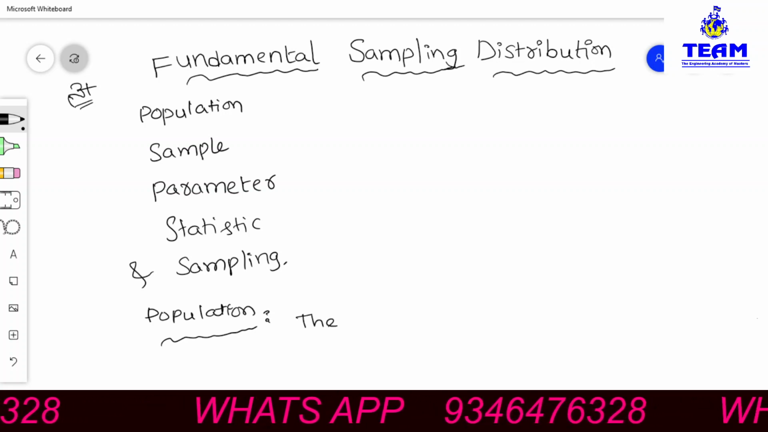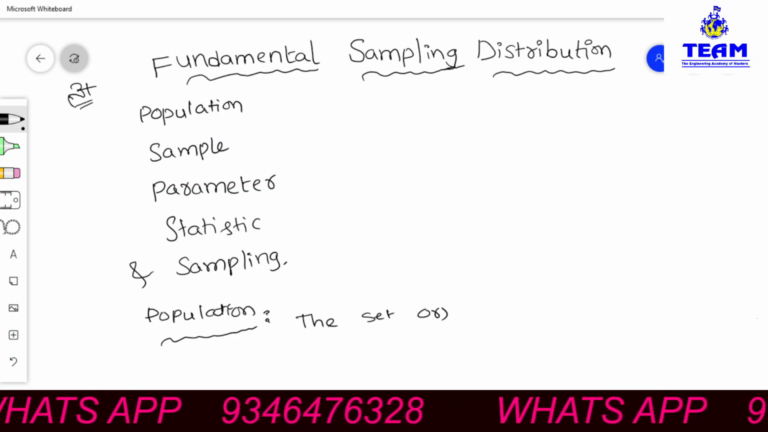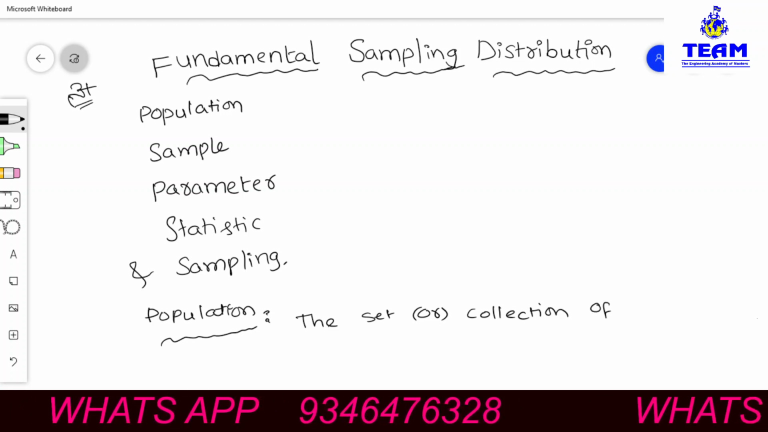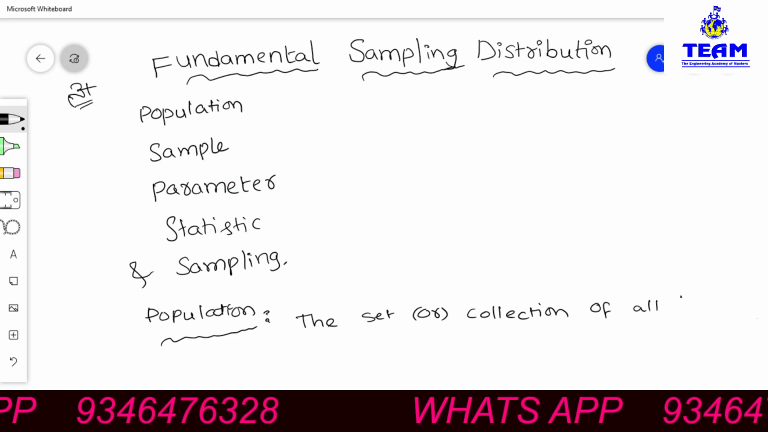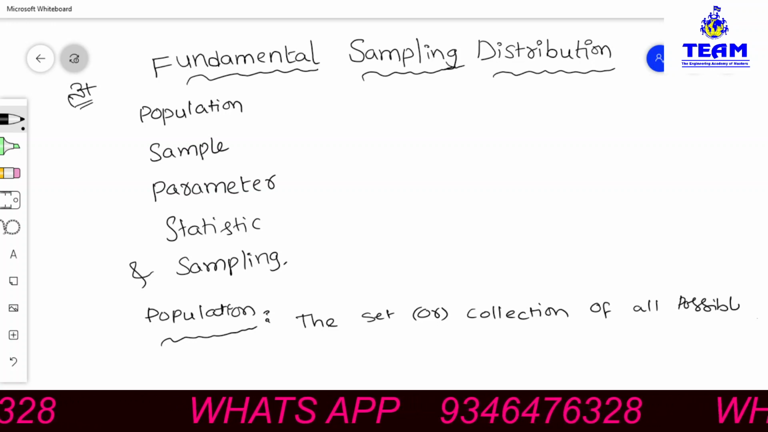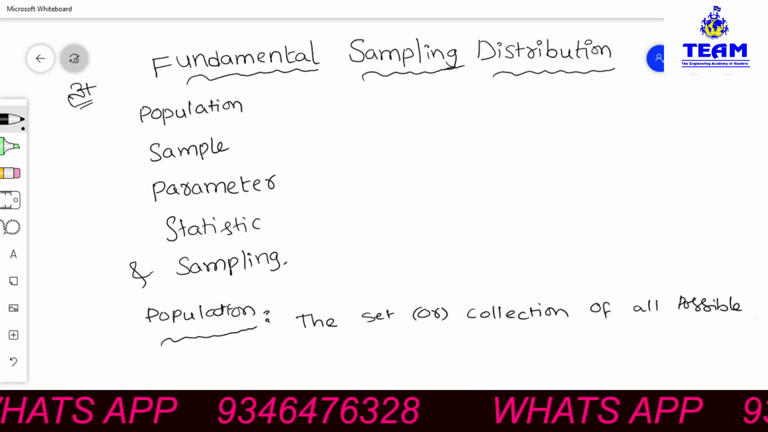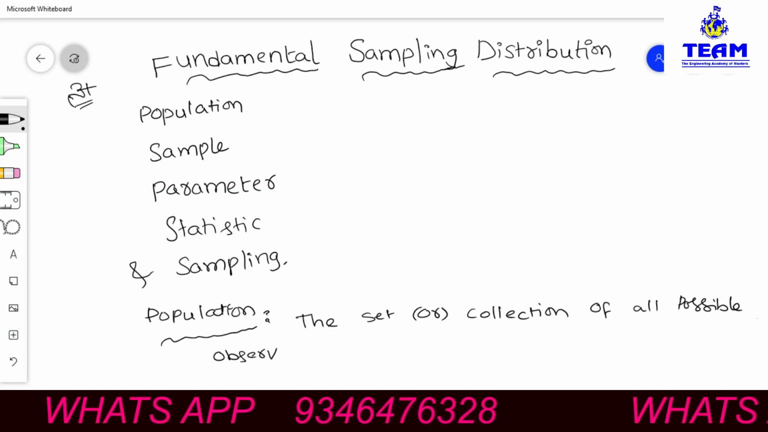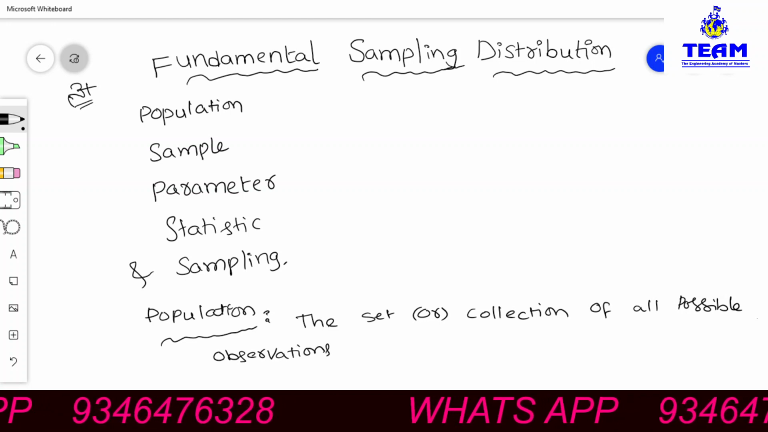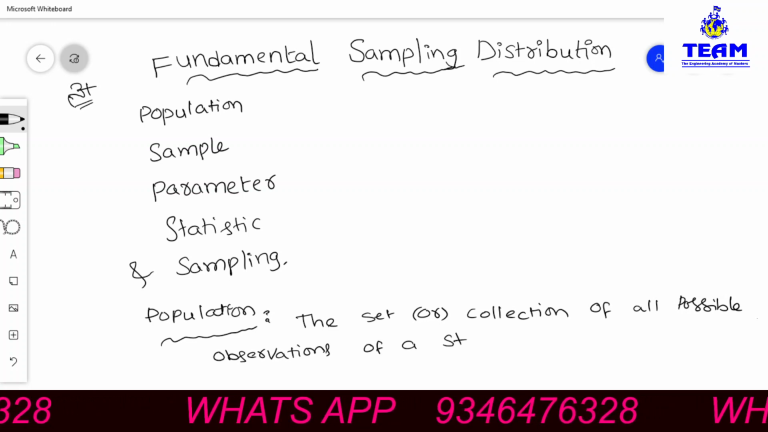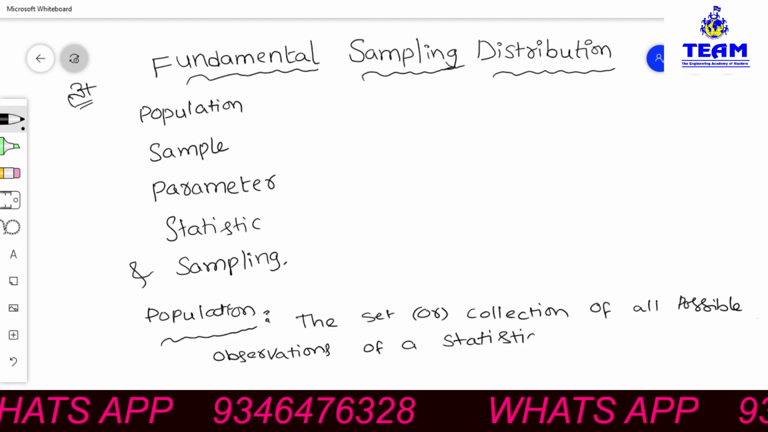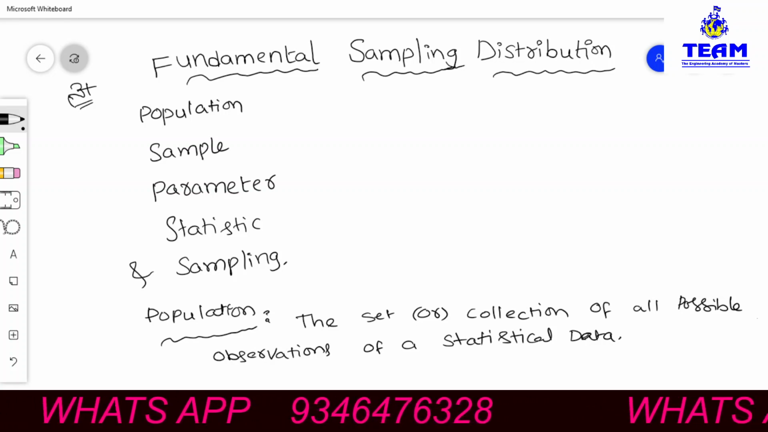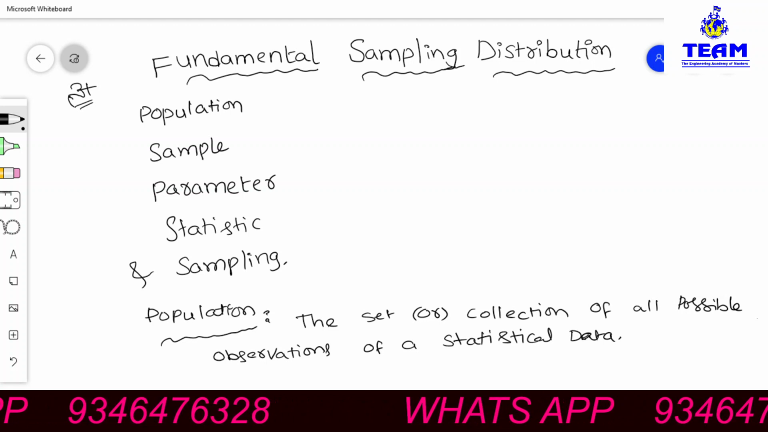The set or collection of all possible observations of a statistical data.